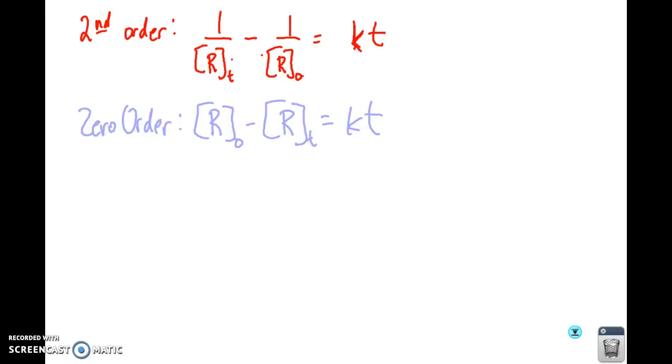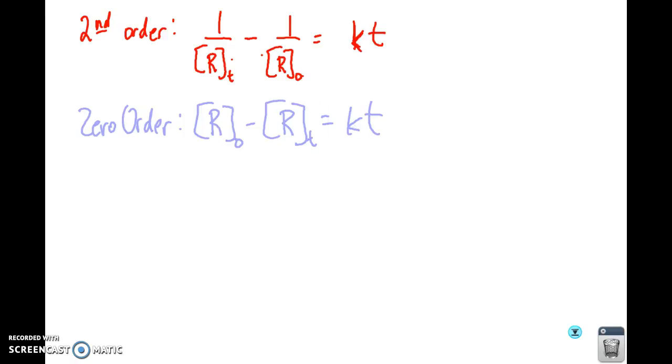Now finally, a zero order reaction, if you remember, would have an exponent of 0, which means if I change the concentration of that reactant, nothing happens to the rate. The rate continues to be the same. That would be a zero order reaction. So the formula to solve that is, as we see here, my initial concentration minus my new concentration at time t is going to be equal to kt, where k is still that same proportionality constant.